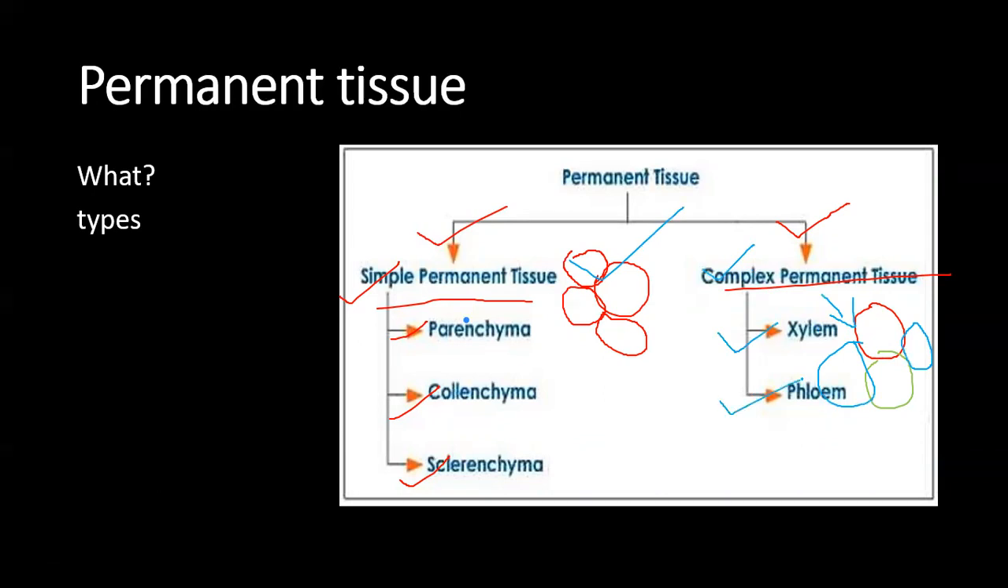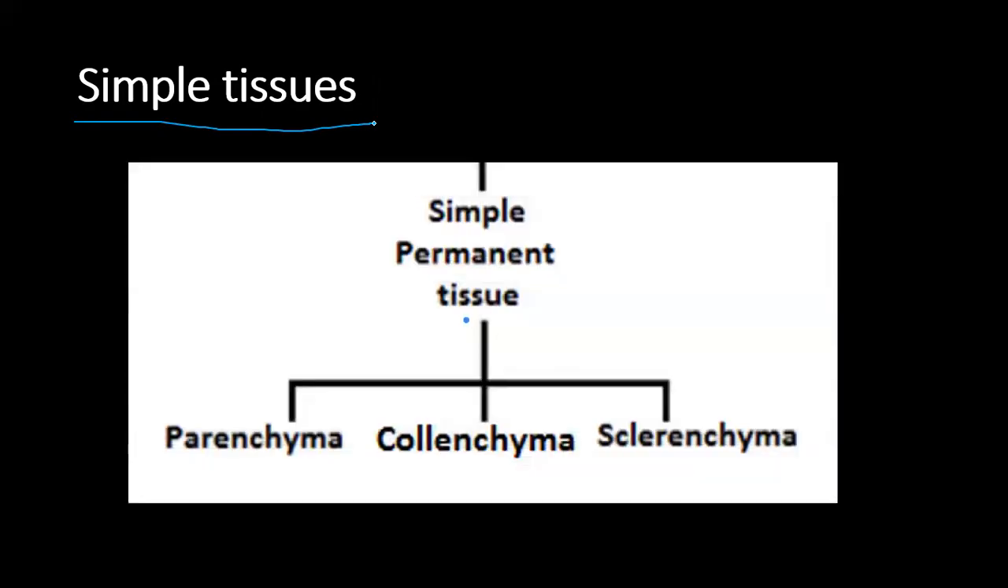So moving on to the first one, that is simple permanent tissue or simple tissues. Simple tissues are homogeneous tissues. Simple tissue means they are made up of only one type of cells. So here, based on their structure, their function, their nature, simple tissues are grouped into three different types. First one, parenchyma, then collenchyma and then sclerenchyma. So there are three different types of simple tissues: parenchyma, collenchyma and sclerenchyma.